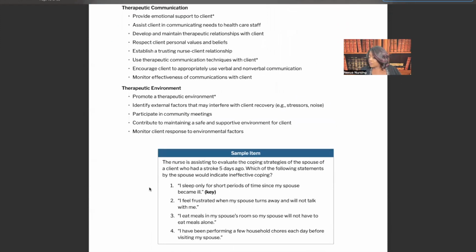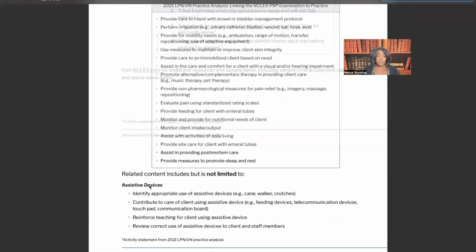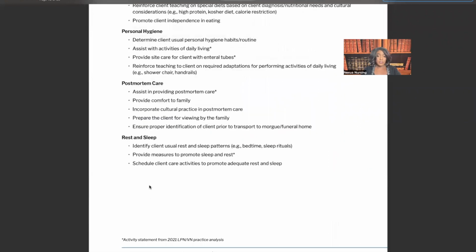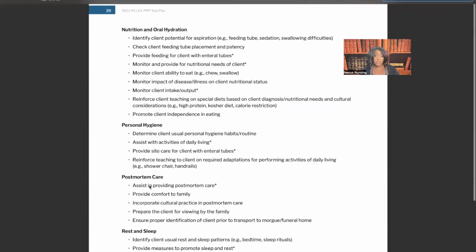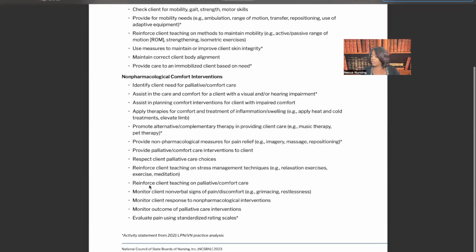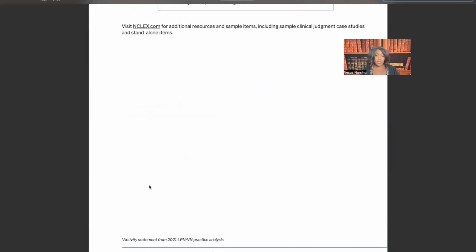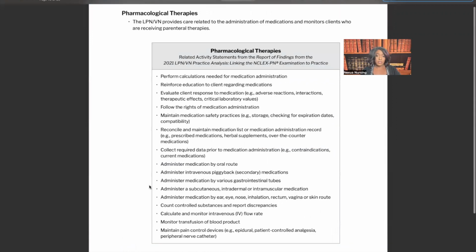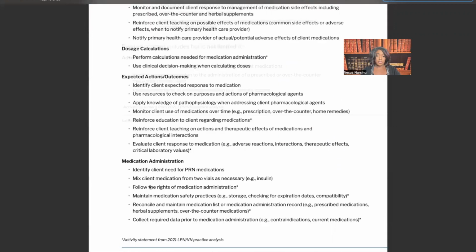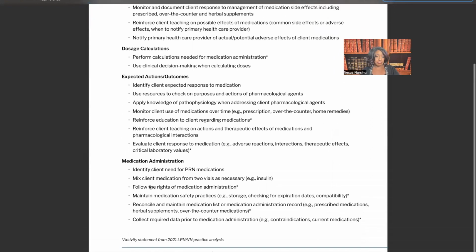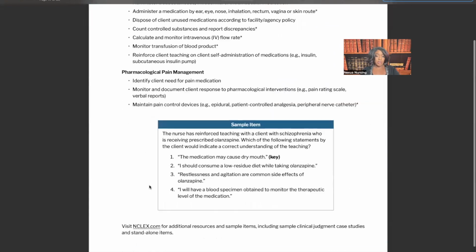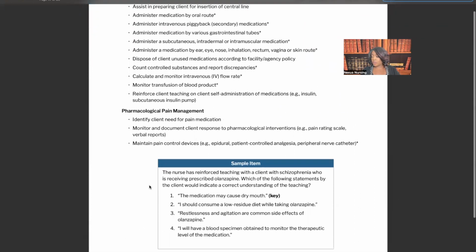36, next page 39. Oh, just joking, not 39. Let's try 42. There we go. What page was this? 43. Okay.